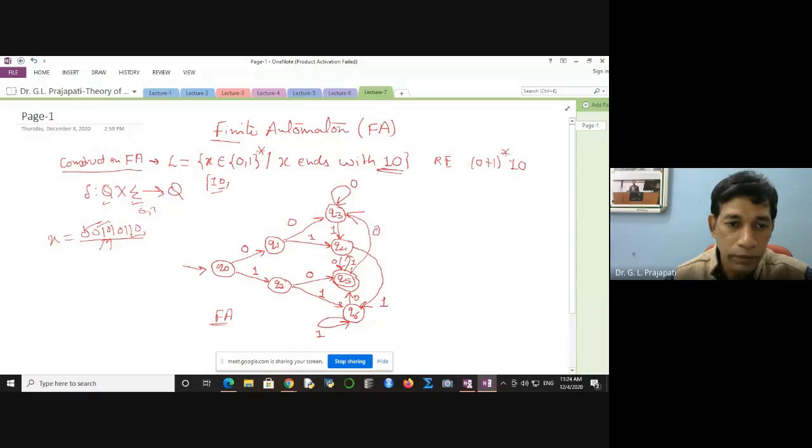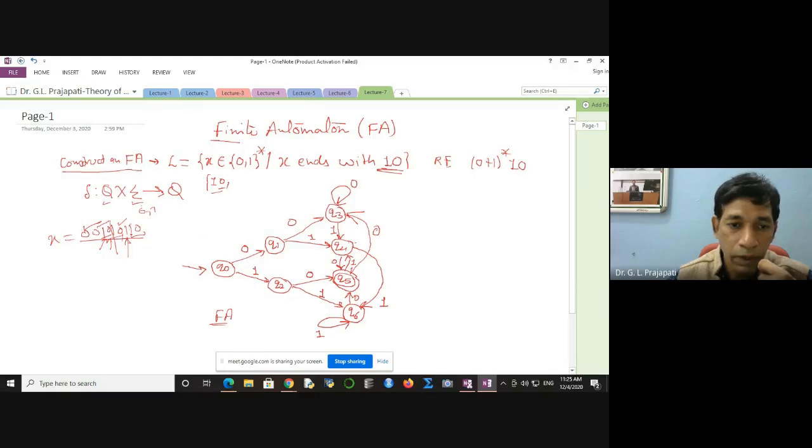See, for the input read up to here, what is the last two symbols? 1, 0. And that's why you have come to Q5. Now you have further input. You are at Q5 and you have 1, so you go to the state Q4. Whenever you are at Q4, you have 0 here. So again the last two symbols become 1, 0, and the machine comes again to Q5. Now you are at Q5 and you have 1, so the machine goes to Q4.